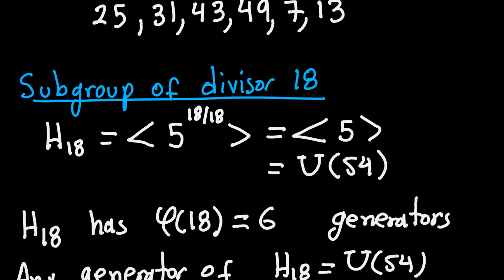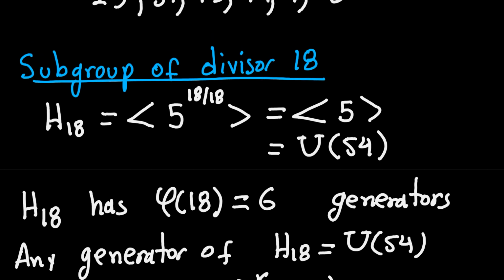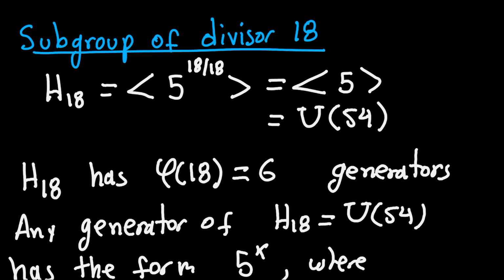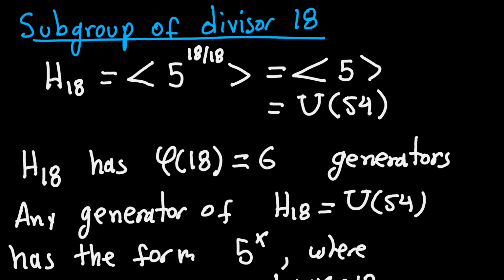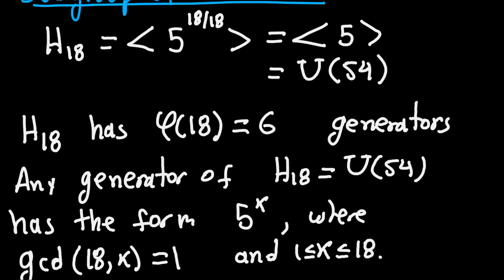Finally, for the last one, the subgroup that corresponds to divisor 18, let's denote it by H18. So it's 5 to the 18 by 18, so there's 5. This is exactly the group itself, the U54. And H18 has phi of 18 generators, because the generators of this are exactly the elements of order 18, which is phi of d. If you do the computation, phi of 18 is 6. Just do this one as 9 times 2 and apply properties of the Euler function to find that value. So that's going to give us 6 generators of this group.